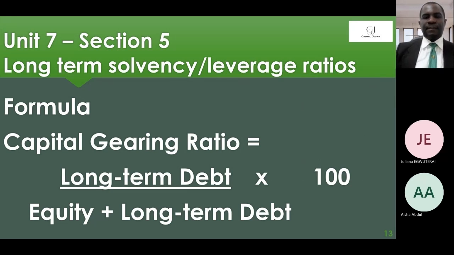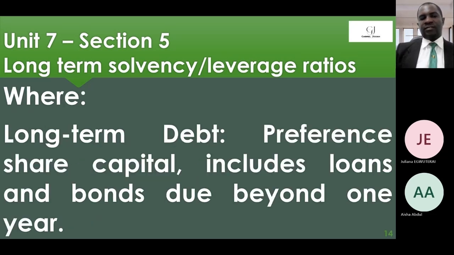Okay, so this is another way of tweaking the formula. Instead of calling it preference, you just call it long-term debt divided by equity plus long-term debt. This one is a bit easier to understand, and we have the interpretation here. So this is the numerator. The numerator looks at preference share capital, loans, bonds due beyond 1 year.